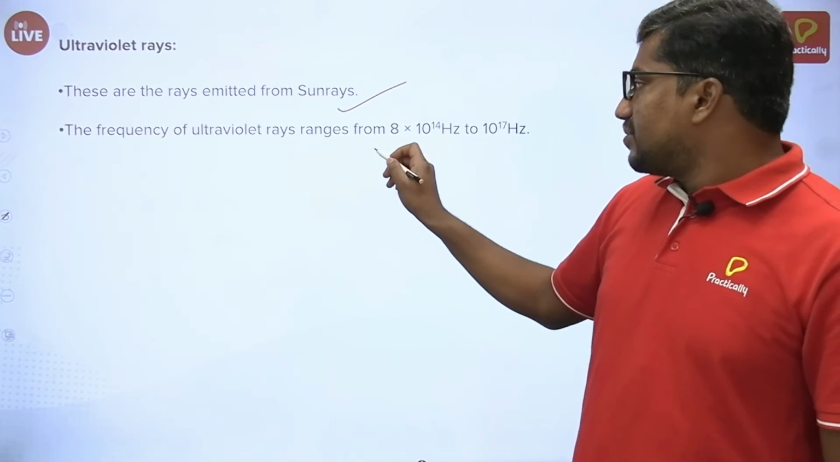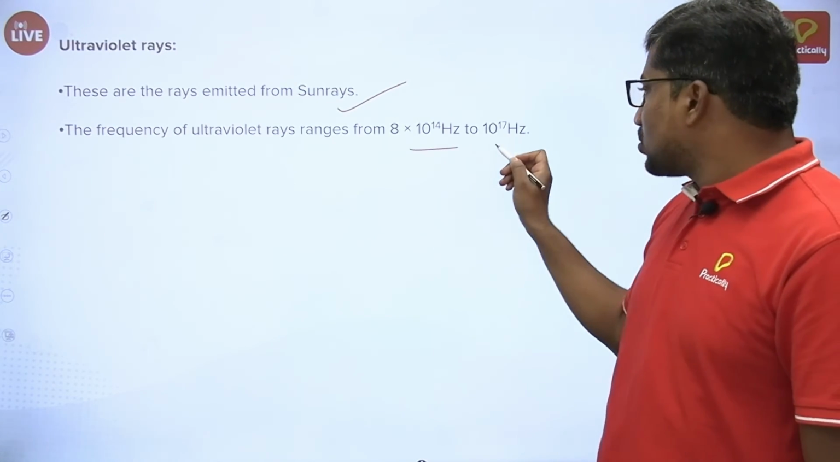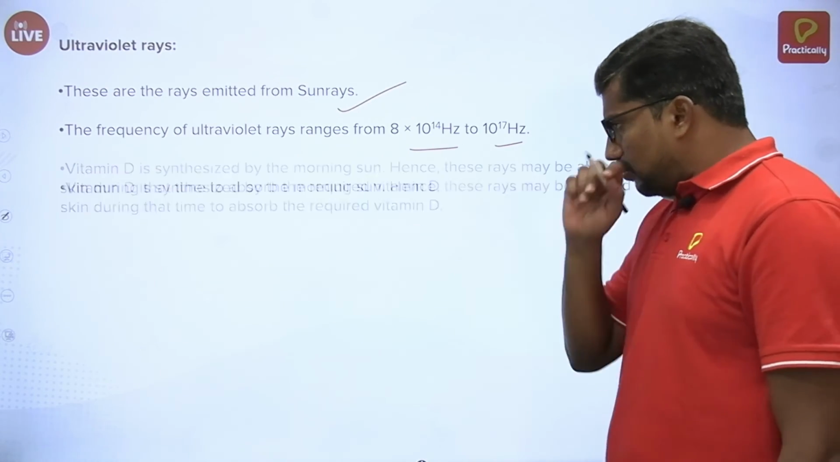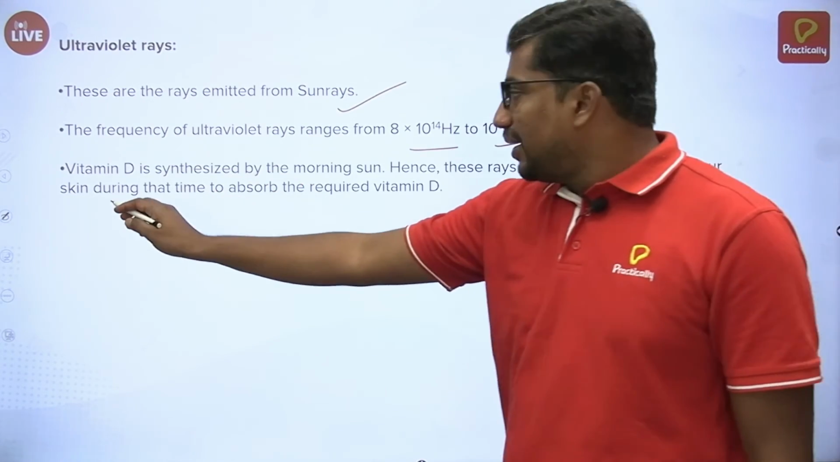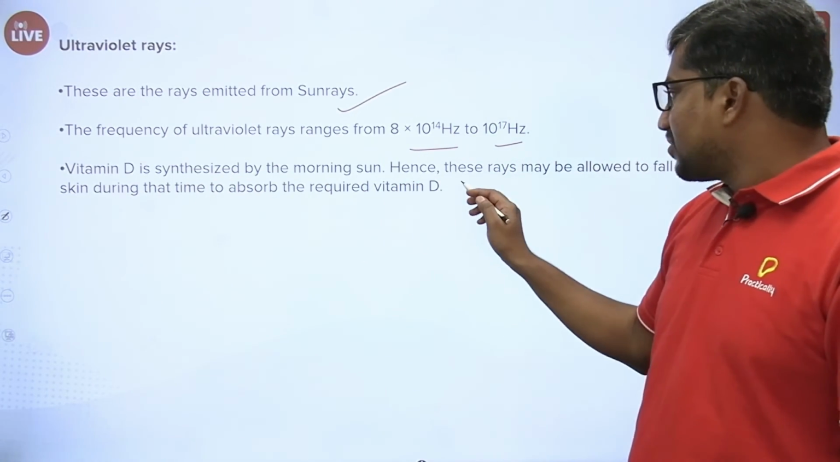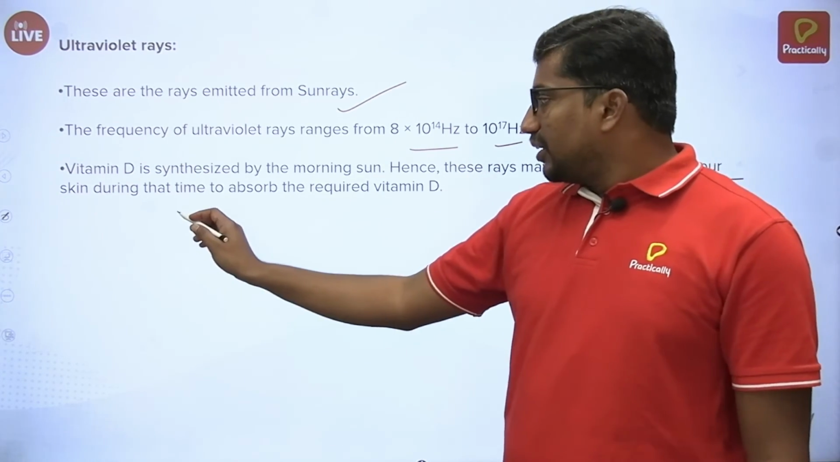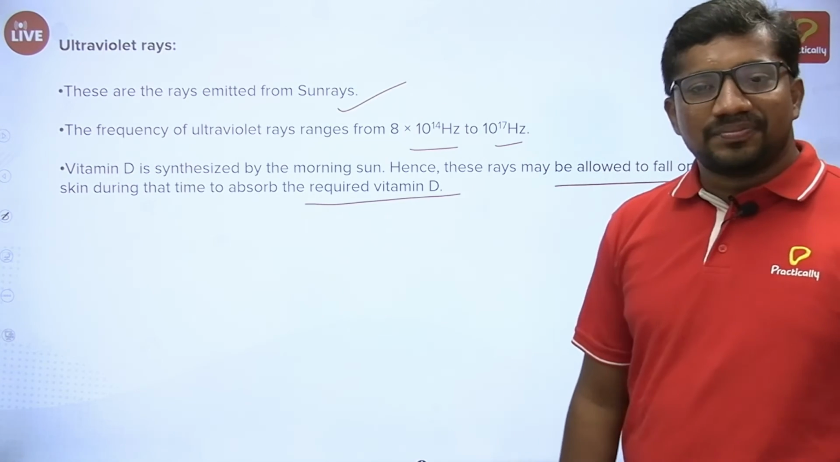The frequency of UV rays ranges from 10^14 Hz to 10^17 Hz. As I said, vitamin D is synthesized by the morning sun, hence these rays may be allowed to fall on our skin during that time to absorb the required vitamin D.